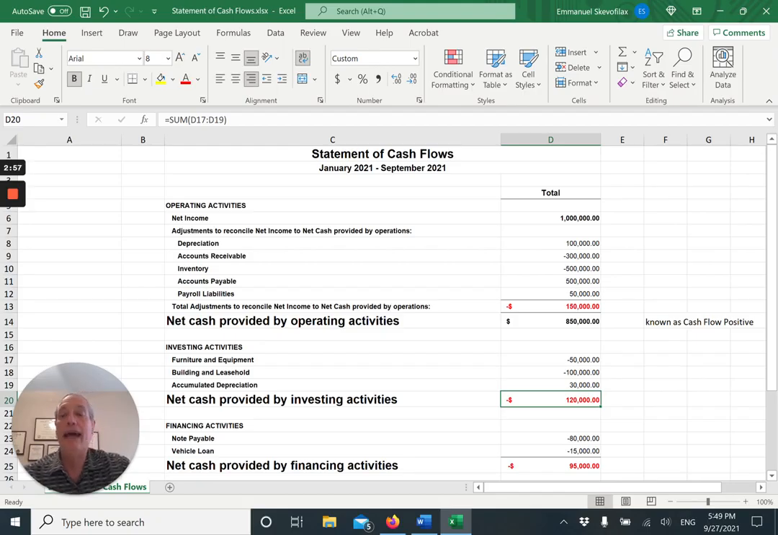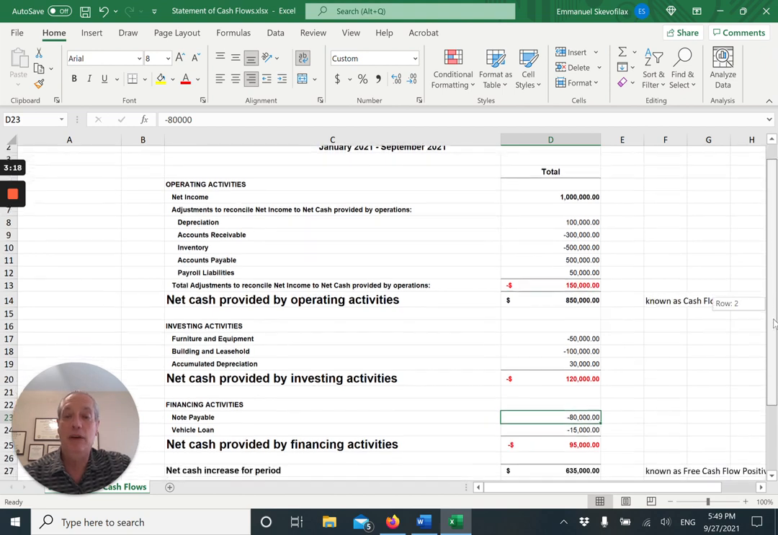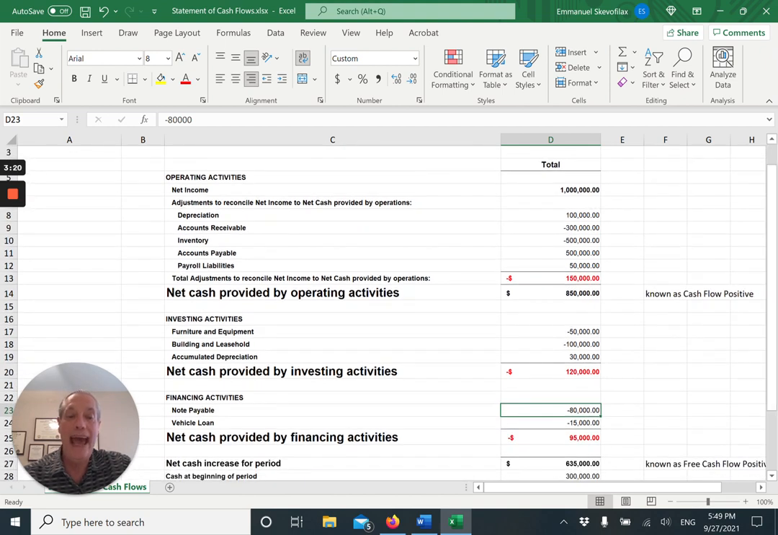When we go to the third category, that's called the financing activities of your business. And this reflects the principal payments that are made. Only principal. You've paid, in this example, $80,000 in principal payments on a note payable that you have. And you paid another $15,000 in principal payments on a vehicle loan. So going out, net cash used, not provided, because it's negative, was $95,000.